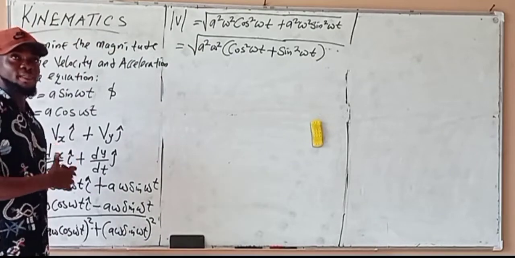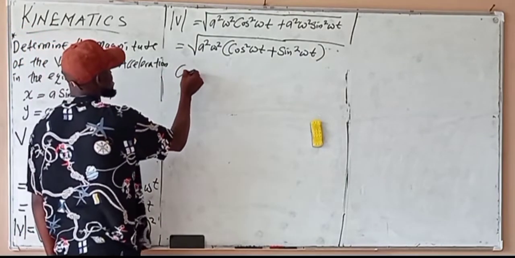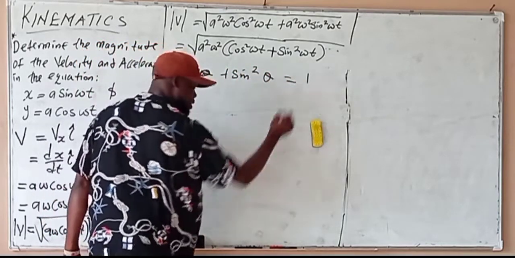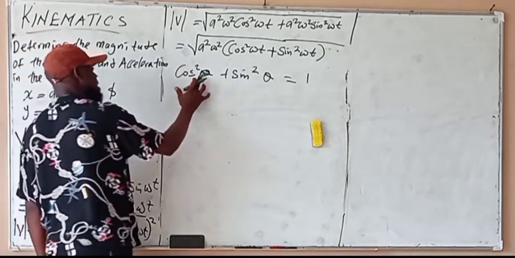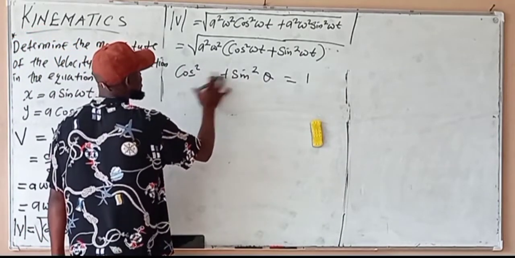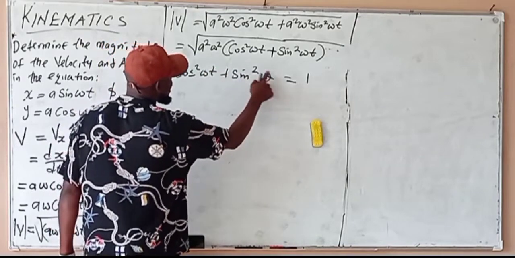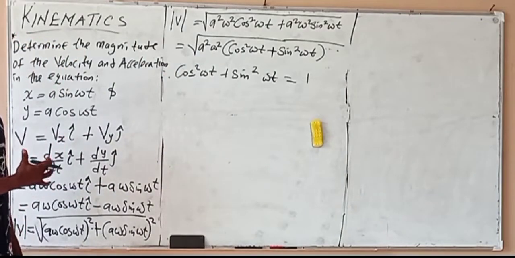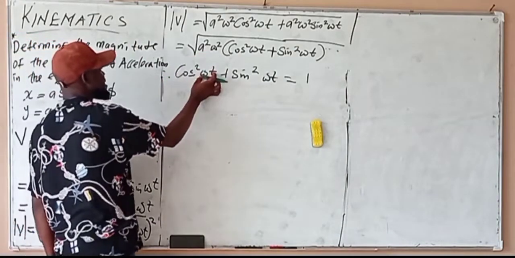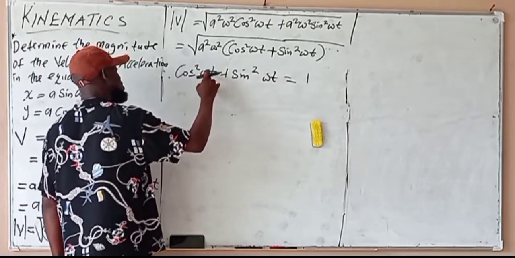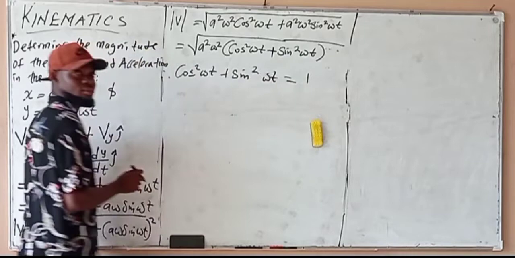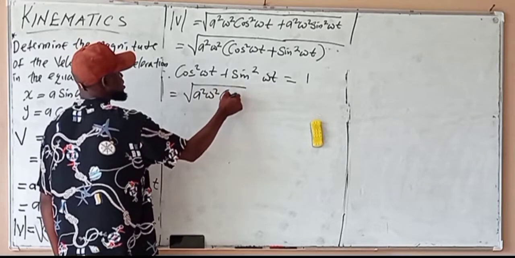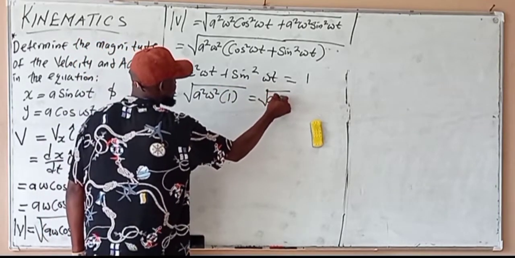Then in trigonometry, cos squared theta plus sine squared theta must be equal to 1. So cos squared wt plus sine squared wt is equal to 1 from the trigonometric identity. Take note of that. So we have the square root of a squared w squared times 1, which will be the square root of a squared w squared.